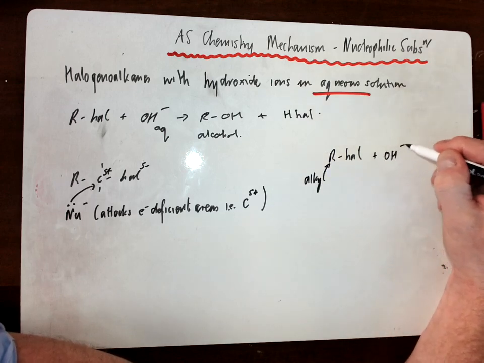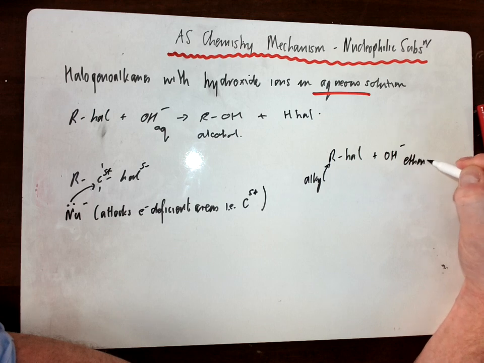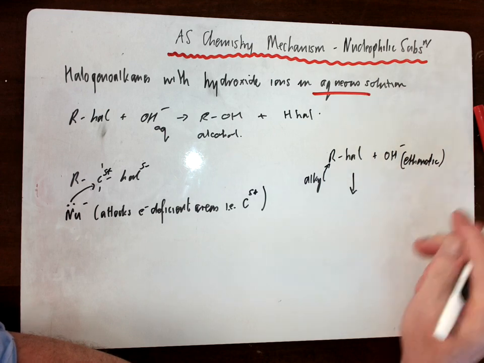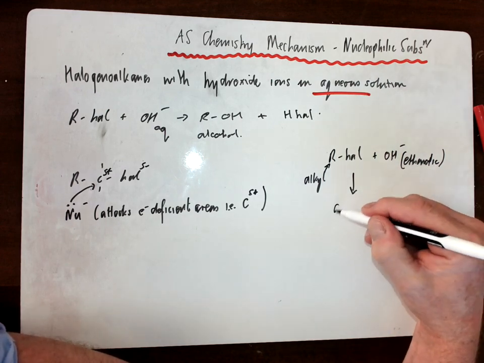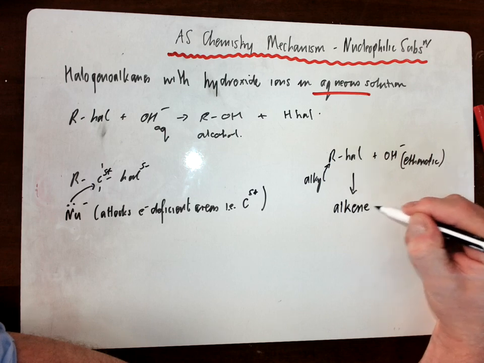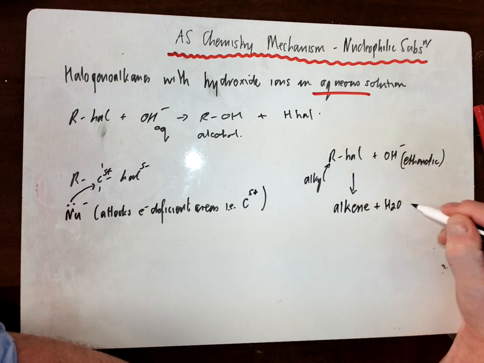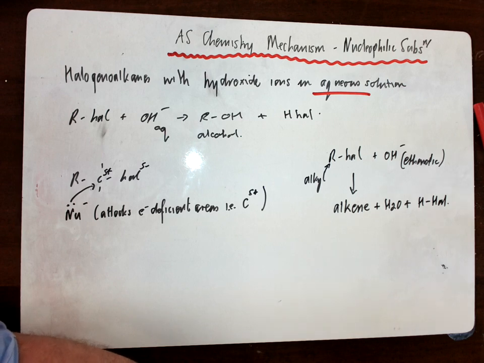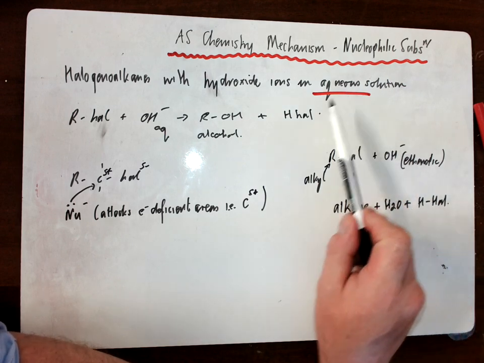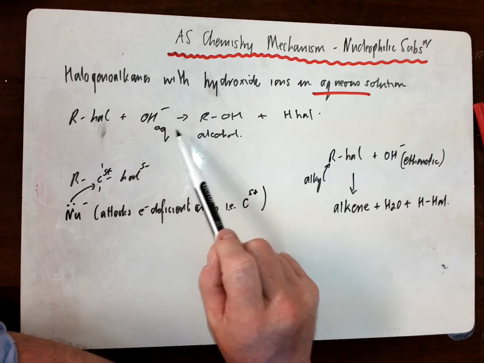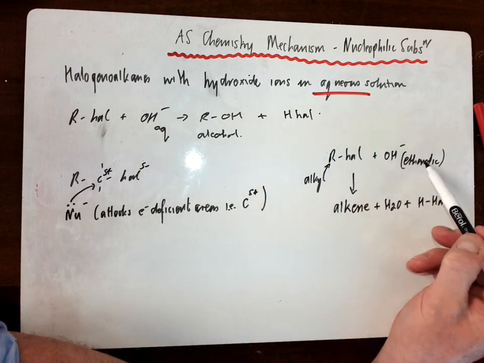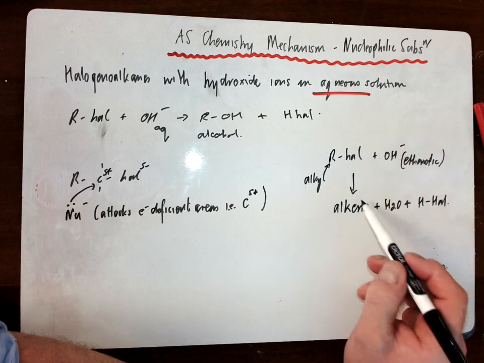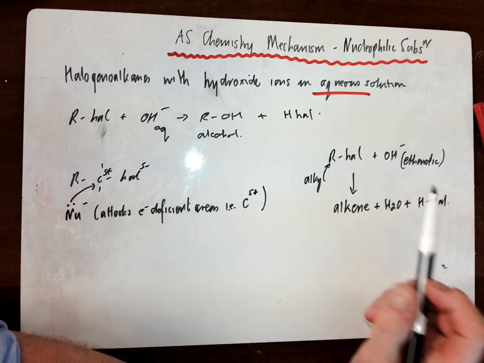If you did carry that reaction out with a different solvent, so let's say an alcoholic solvent such as ethanolic solvent, you can see I've written there, this time you will get a different product. You will get an alkene, you will get water, and you will get the hydrogen halide, so hydrogen chloride, bromide, etc. So the solvent in this particular reaction is of great importance. Aqueous solvents give us the alcohol, and if we use an alcoholic solvent, you will get an alkene. So it's a completely different organic product.